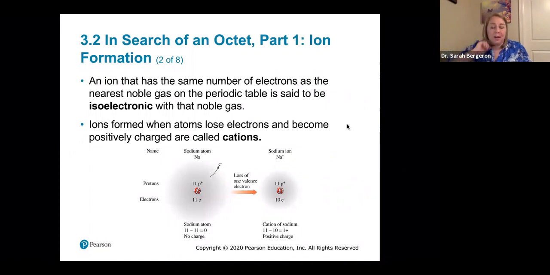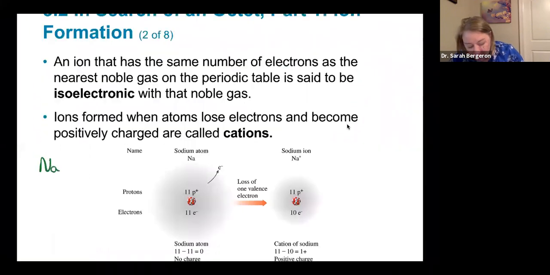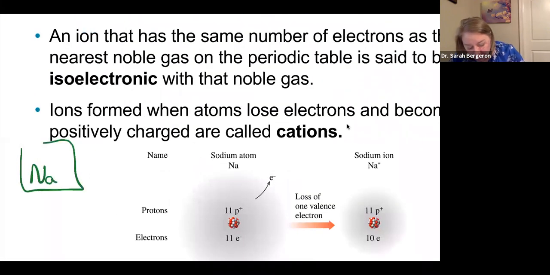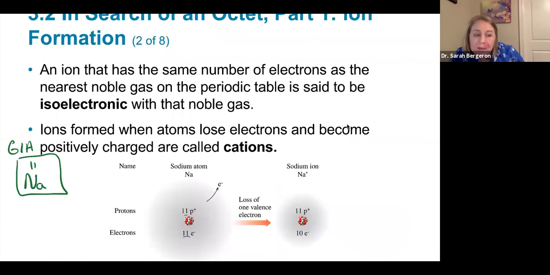Let's do the same thing and let's look at a cation, right? So cations can also become isoelectric. So if we look, for example, at sodium. Sodium on the periodic table, if you look, is in group 1A. And it is element 11. So it has 11 protons and 11 electrons. How many of those electrons are valence electrons?